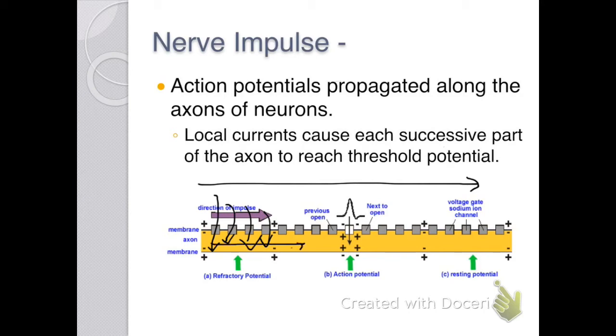Okay, so local currents, and local meaning at one particular gate, cause each successive part of the axon to reach threshold potential. And threshold potential is just a strong enough signal to actually get this signal moving. If we look at the center of this diagram, here is where the action potential is currently located. The previous gate was just open, and now it is in the repolarization stage, getting back to resting potential. This gate is currently in action potential, or the depolarized state. And then this one is going to be the next step.